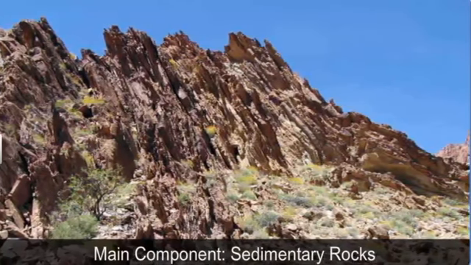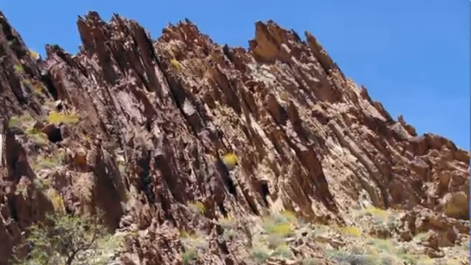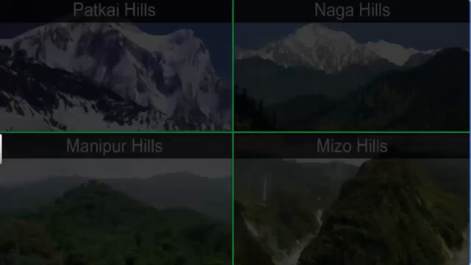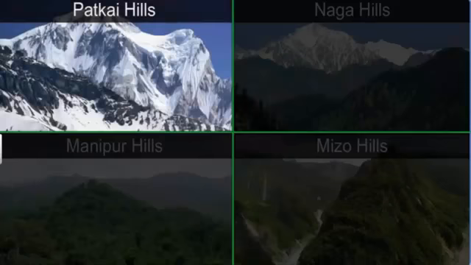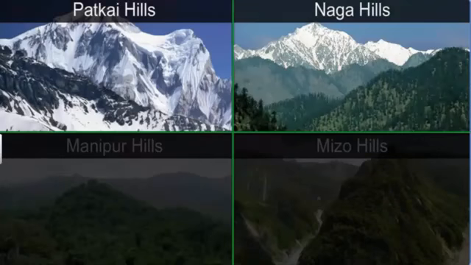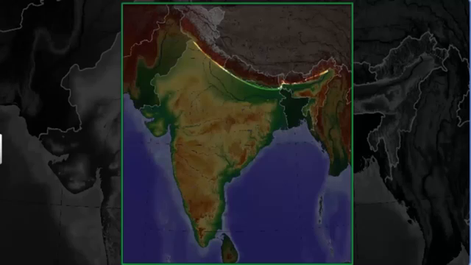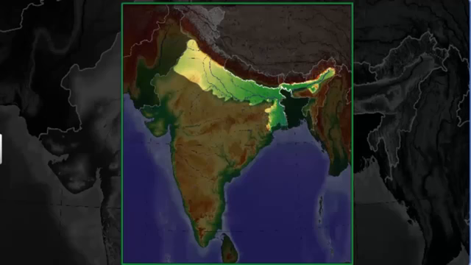Let's take a closer look at the Puravanchal range. The Puravanchal range is made up of the Patkai Hills, the Naga Hills, the Manipur Hills, and the Mizo Hills. The northern plain is located in the southern part of the Himalayan range.